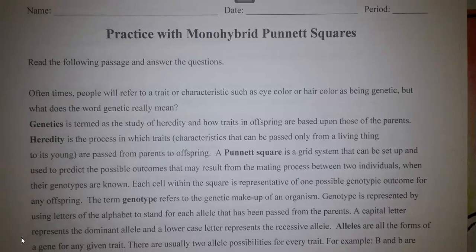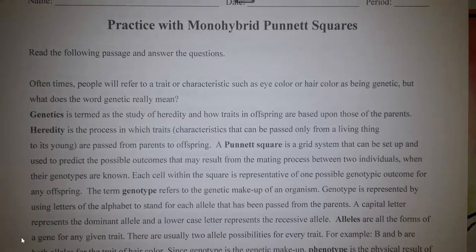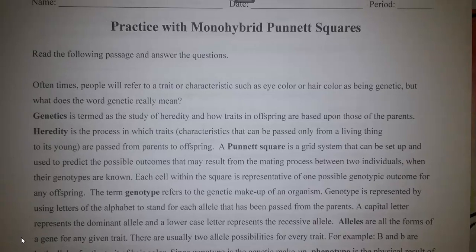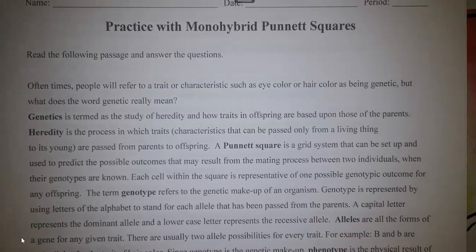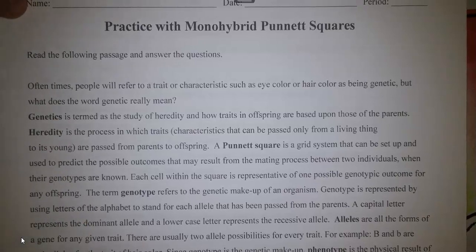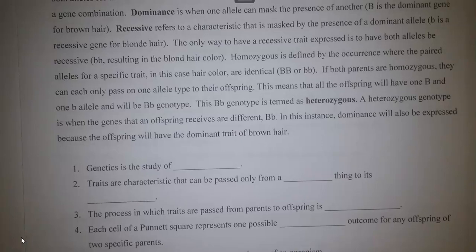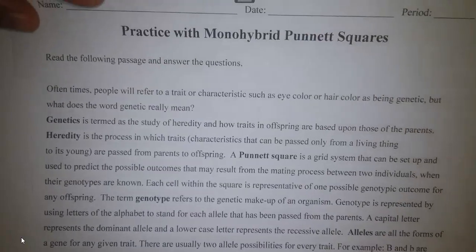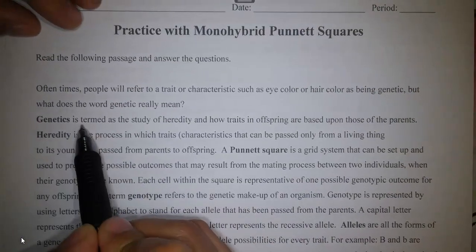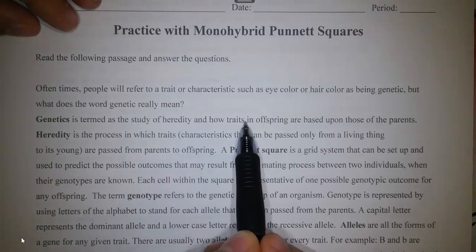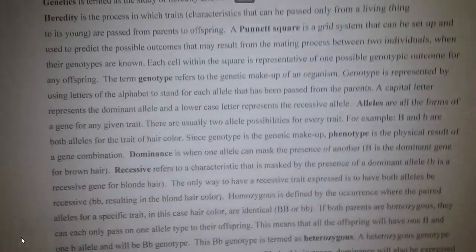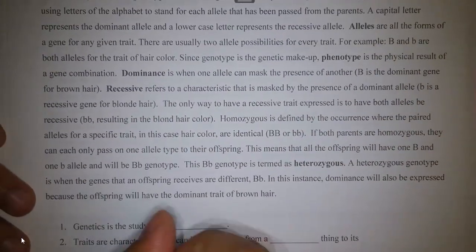For your independent practice, you have monohybrid Punnett squares. First I've provided you with a reading. When you get this one, it's going to be in PDF. I printed it out so that I could show you, but I've made it so that you can edit it. So it's a reading, and then you're going to have the opportunity to fill in these blanks. Genetics is termed as the study of heredity and how traits in offspring are based upon those of the parents. So genetics is the study of heredity. So you're going to type in heredity.